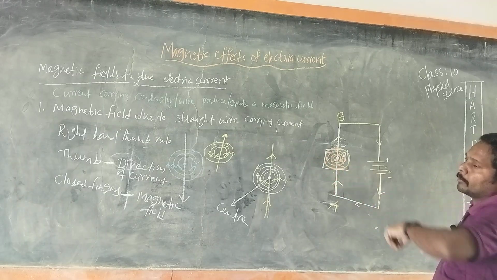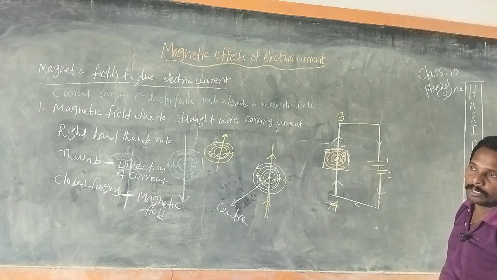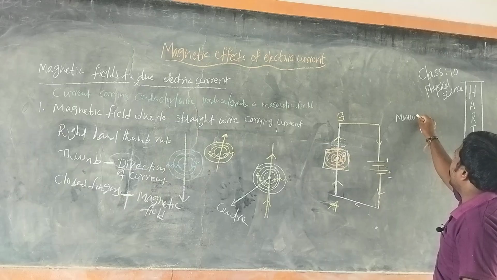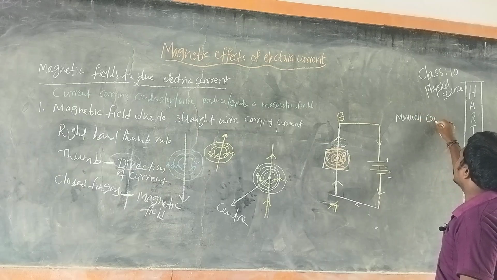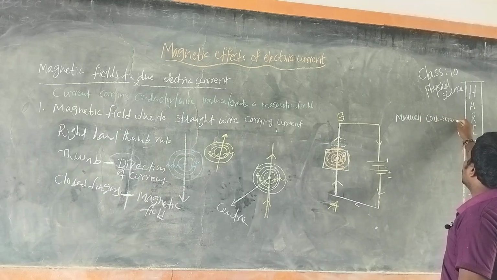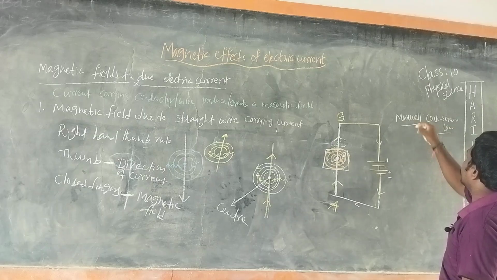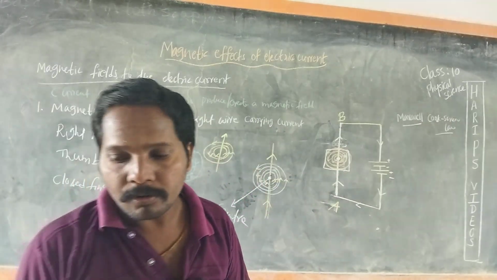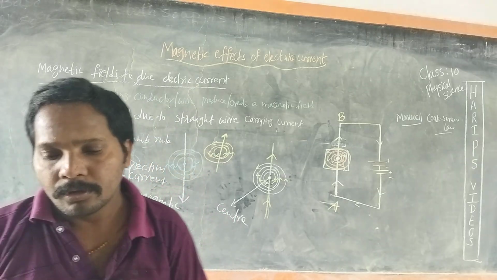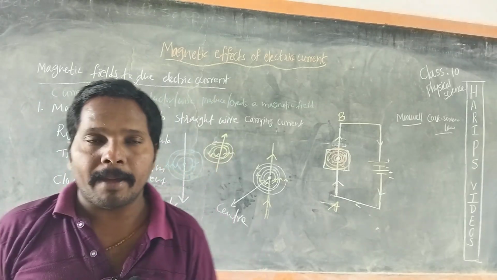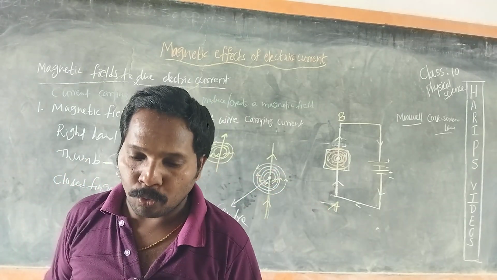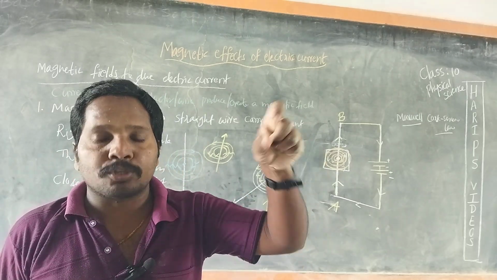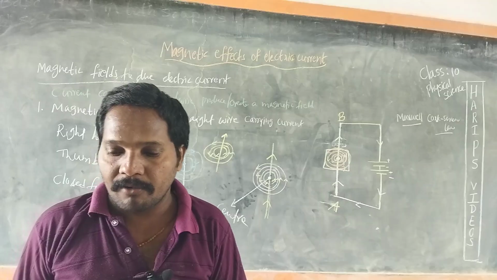This right hand thumb rule is also called Maxwell's screw law, also known as the Maxwell corkscrew rule. So, according to the Maxwell corkscrew rule, imagine driving a corkscrew in the direction of current.